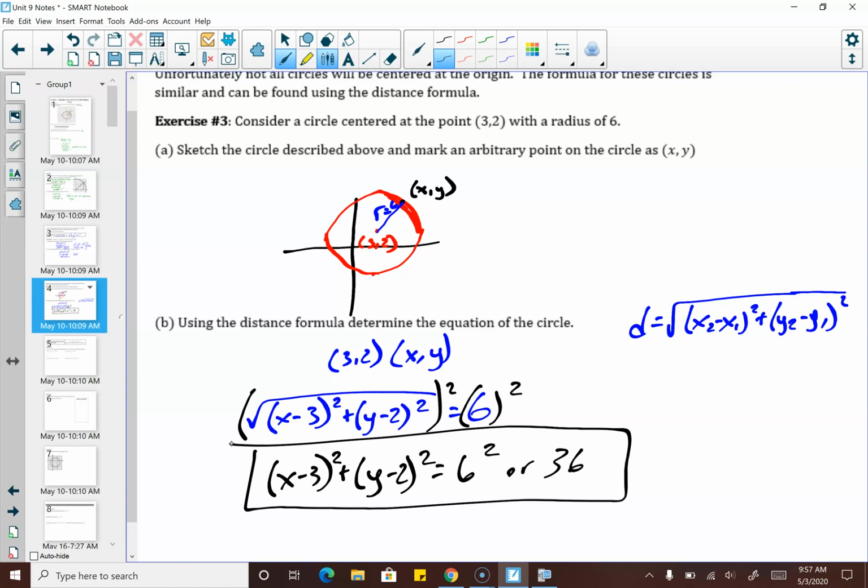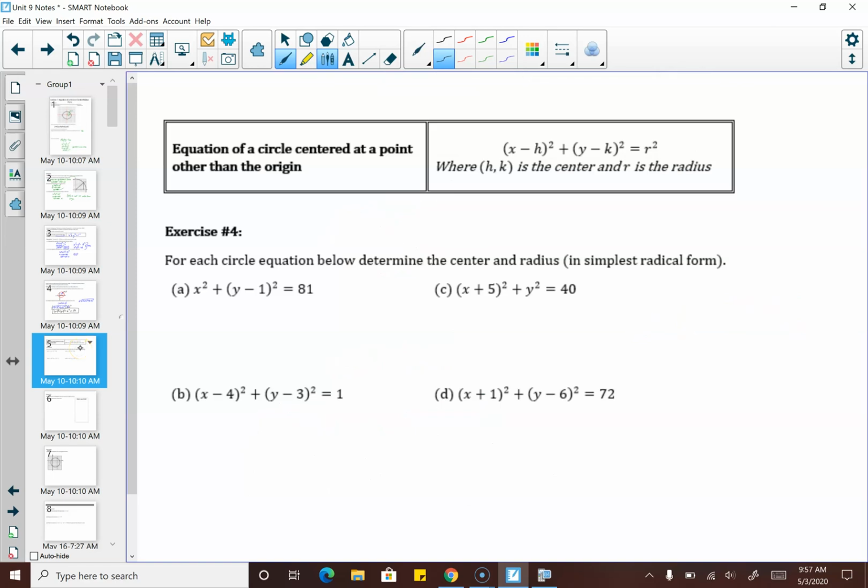Okay, now we set that up through the distance formula to show where it came from. But as we work with these, we are not going to use the distance formula. We're going to commit to memory what the equation of a circle not centered at the origin actually is. And that's right here: x minus h squared plus y minus k squared equals r squared. So h and k are the center of your circle, and r is your radius.